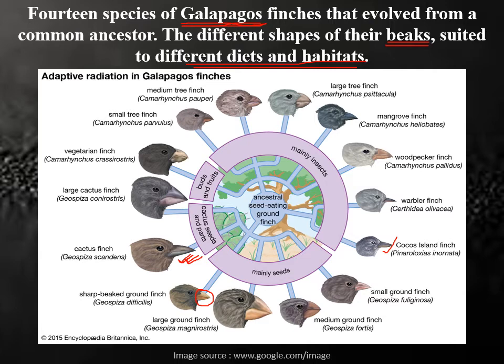So for different diets, different food habits, or different food choices, and because the food is collected from different areas and different habitats, the same finches developed different kinds of beaks. Again, to solve different ecological problems, to collect food from different places, finches developed different kinds of beaks. So again, divergence of character happened in the Galapagos finches. That means it is an example of evolutionary divergence.